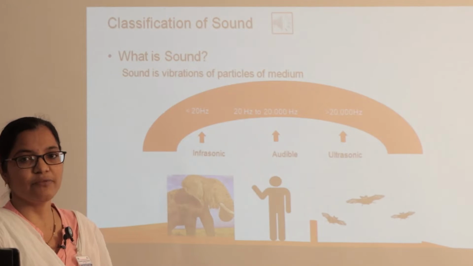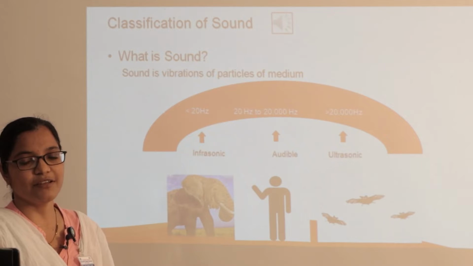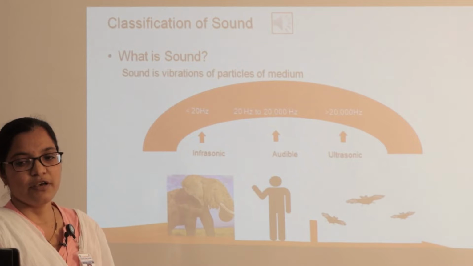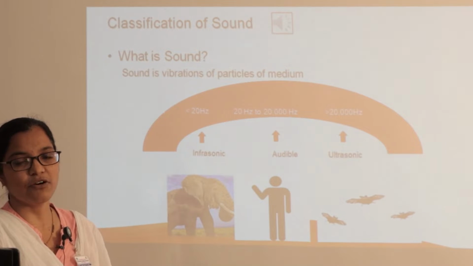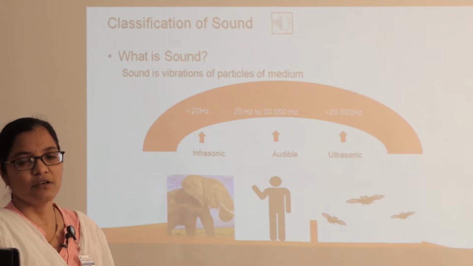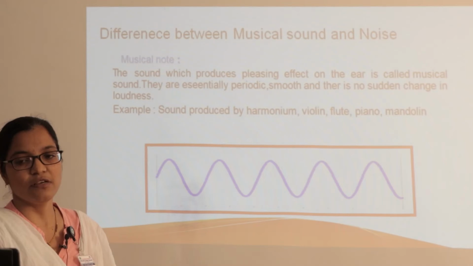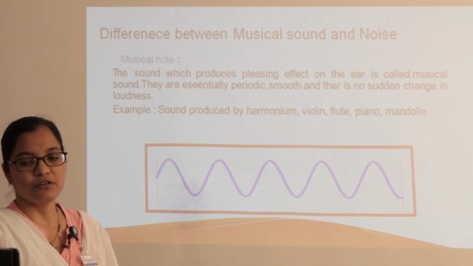Depending on their frequency ranges, sound is classified into infrasonic, audible and ultrasonic waves. Infrasonic waves are the waves whose frequency is less than 20 Hz. The audible range of sound has a frequency of 20 Hz to 20,000 Hz, and the ultrasonic waves have a frequency greater than 20,000 Hz.